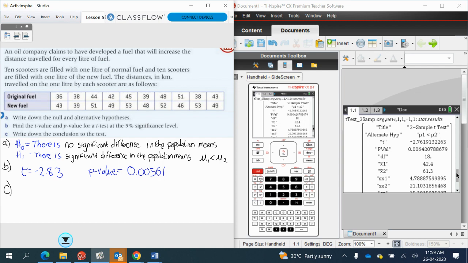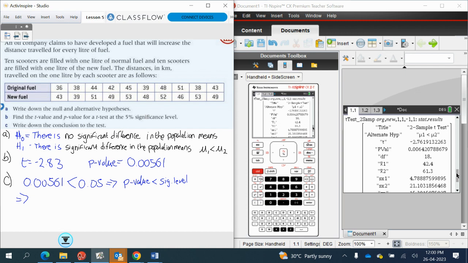We need to write down the conclusion of this one. So we take the p-value 0.00561. Now is this bigger or smaller than the significance level? Smaller. This is smaller than the significance level, which is 0.05. So this implies that the p-value is less than the significance level. There is sufficient evidence to reject the hypothesis.